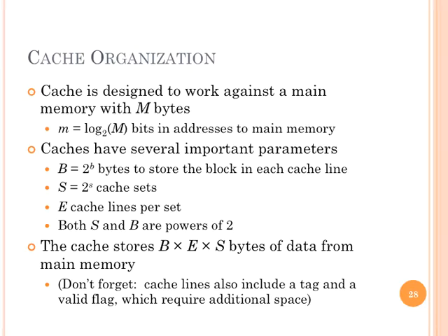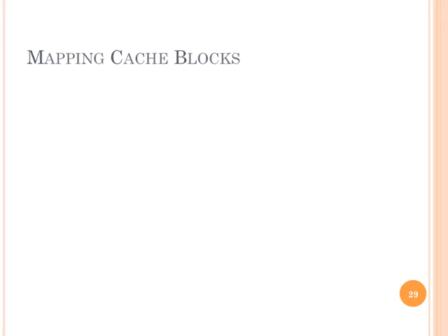Okay. Now that's not all the space we need, because we need to keep track of the other details. The tag, we need to keep track of the valid flag, but we don't really count those in the size of the cache. We care more about how much data can actually be stored in the cache, not the additional bookkeeping details.